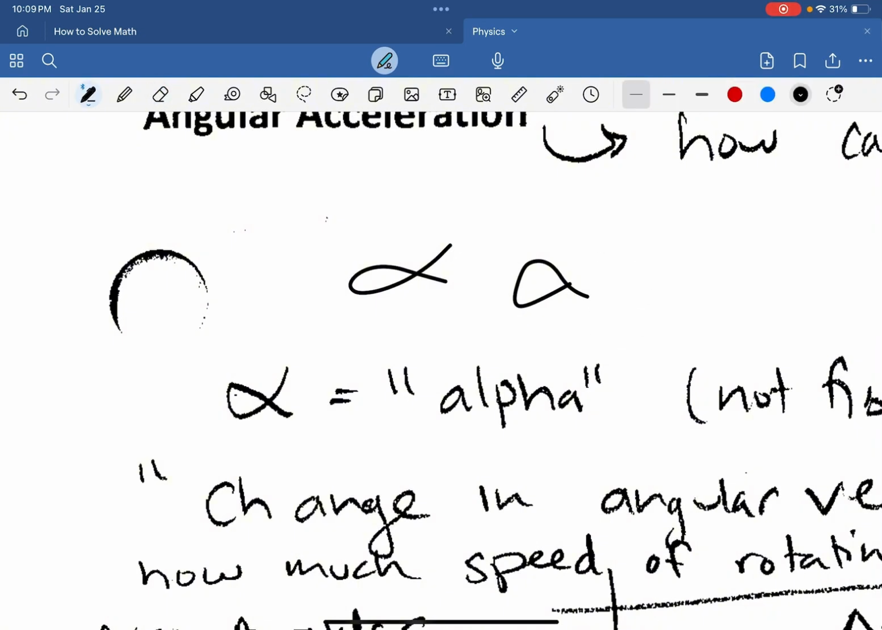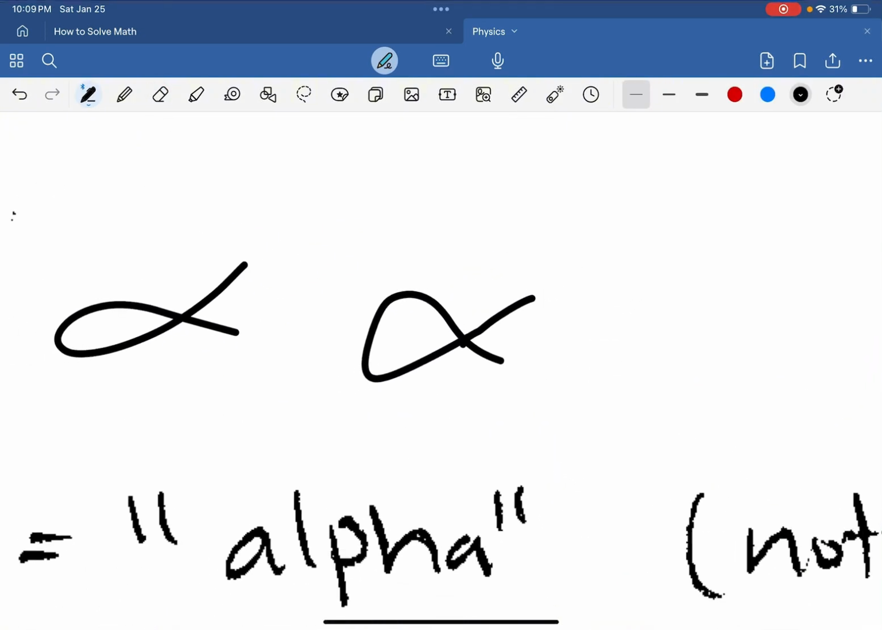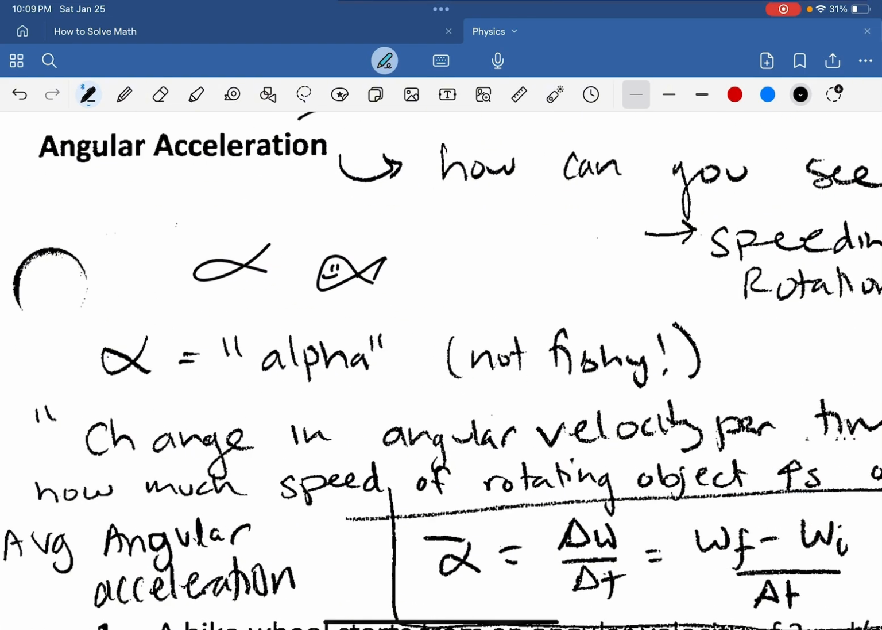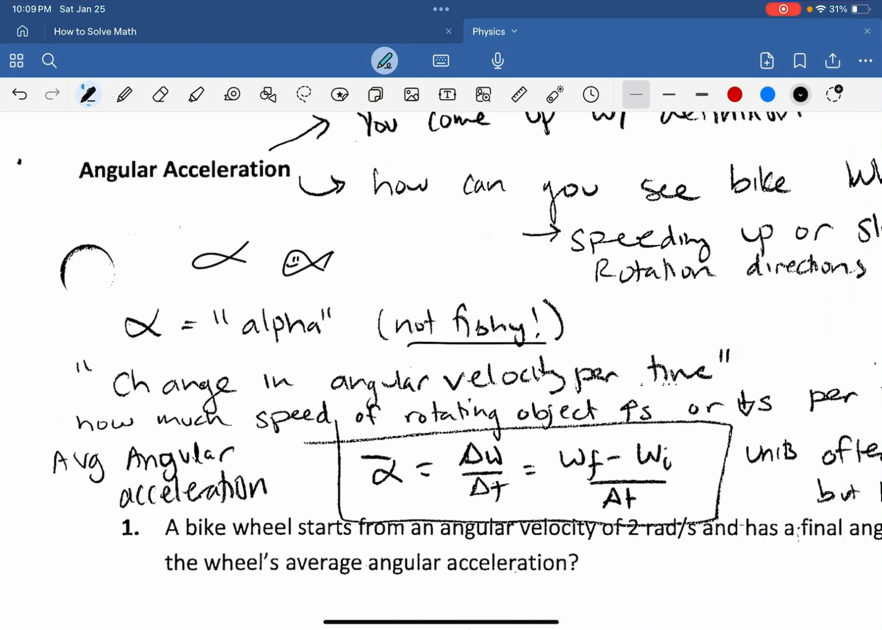I took much more than that part out, and just leave a fish. Look, a fish. But yeah, not fishy.